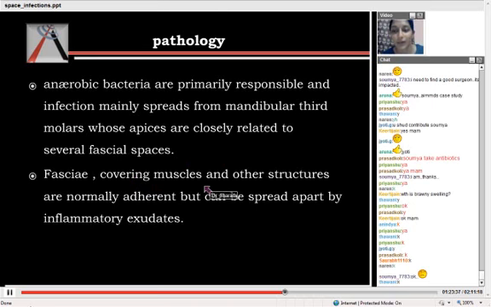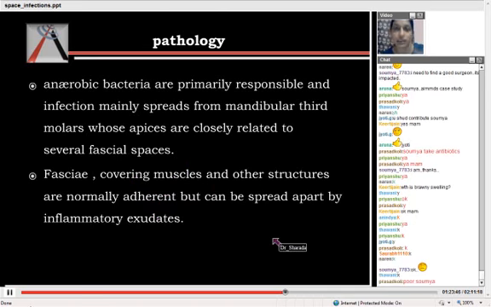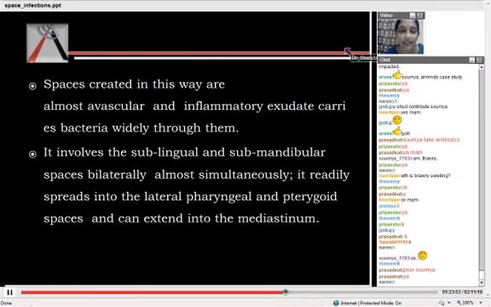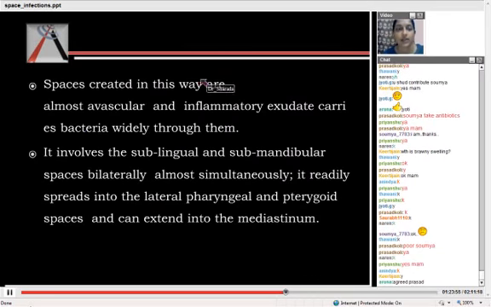See, this is one more thing. Even though muscles and other structures are normally adherent, they can be spread apart by inflammatory exudate. So spaces created in this way are almost avascular and inflammatory exudate carries bacteria widely through them.